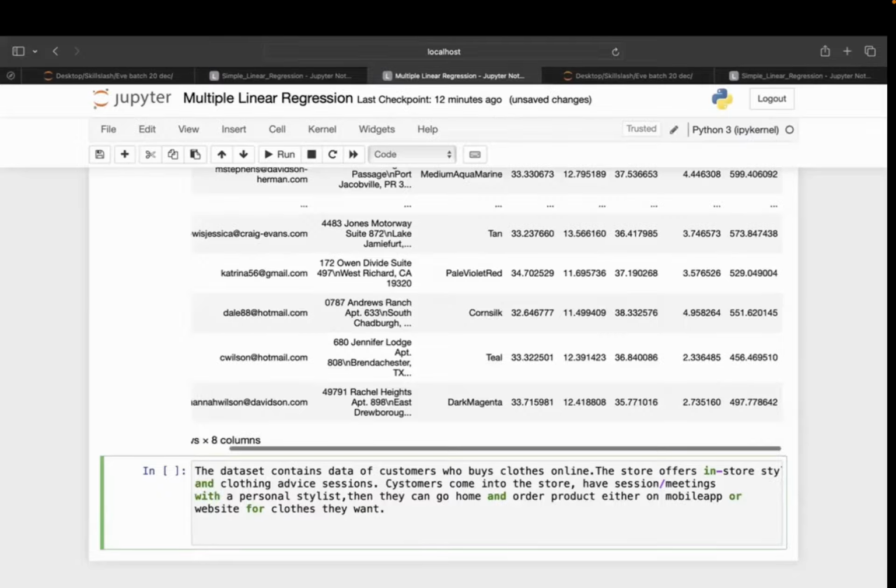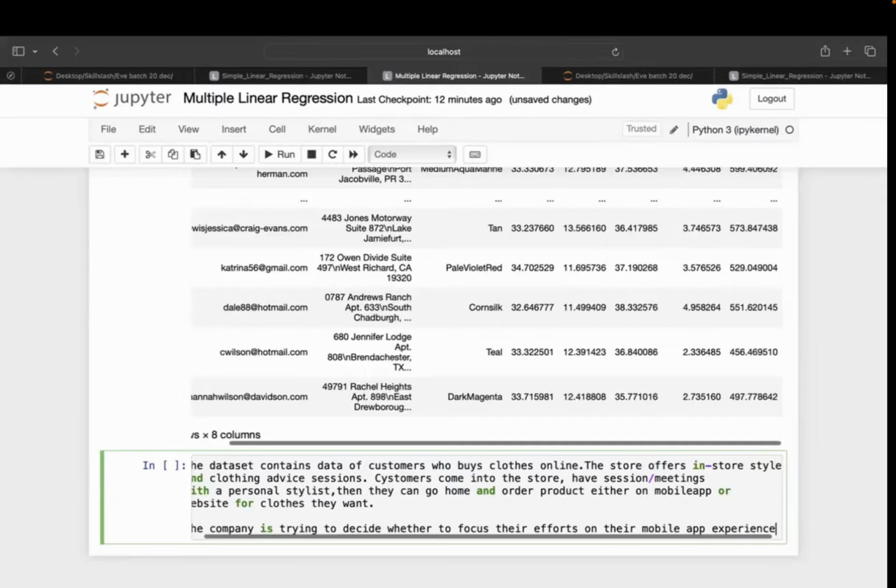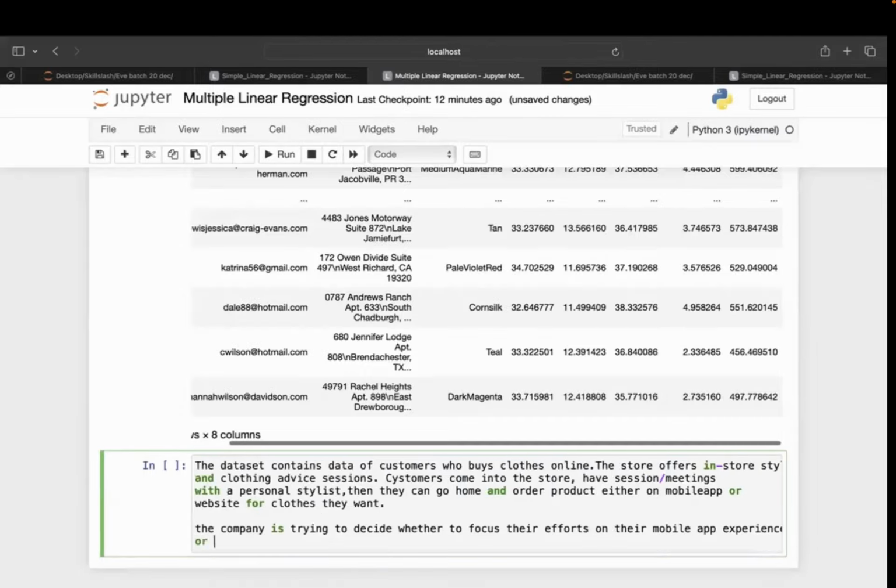Okay. The company is trying to decide whether to focus their efforts on their mobile application experience, or their websites.